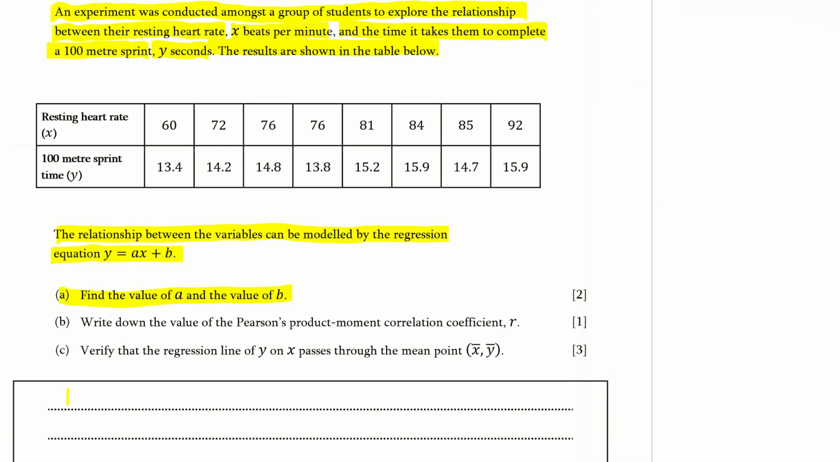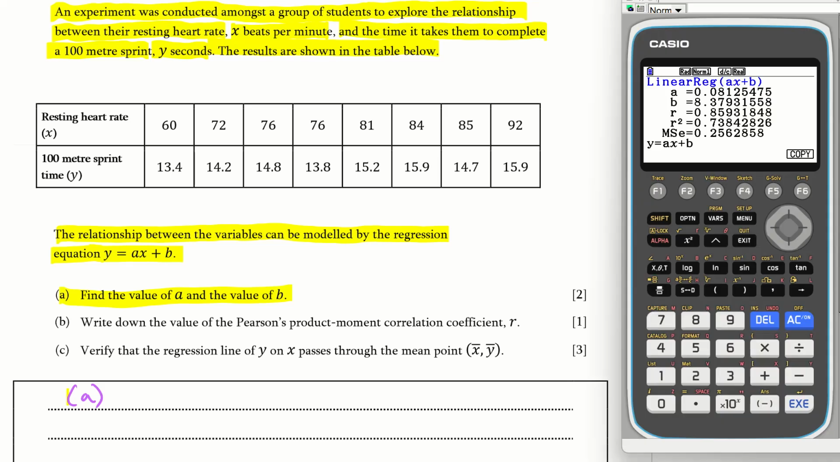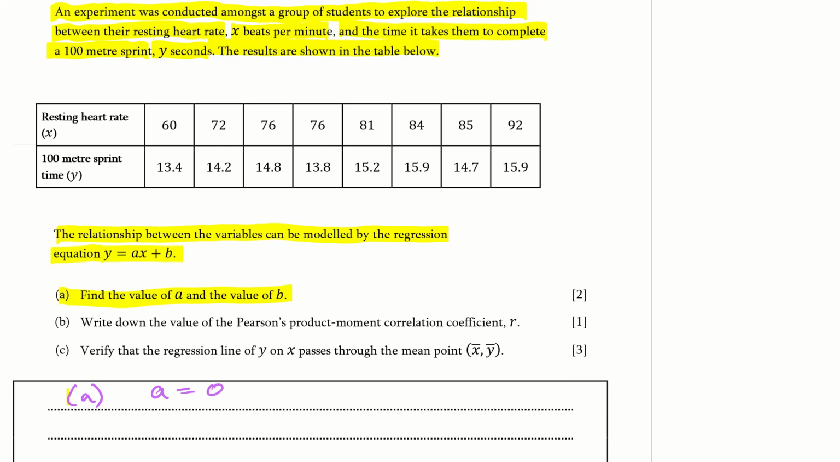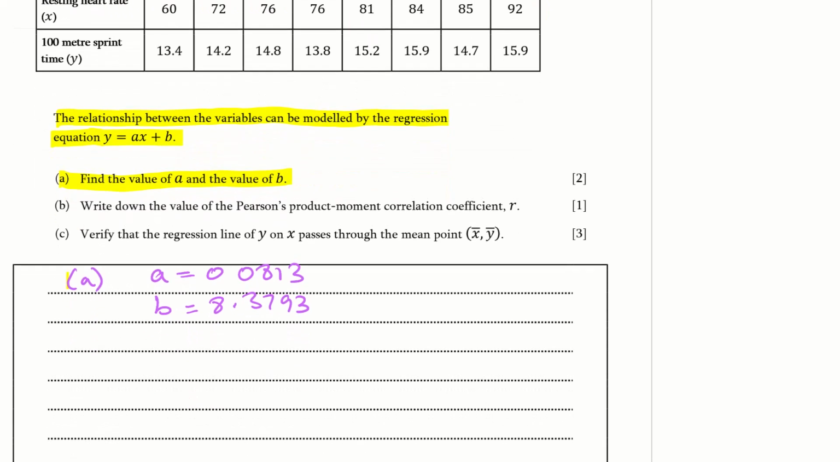So for part A of the question, we just want the value of A and the value of B, which are the first two values on the calculator. So A is equal to 0.0813 and B was equal to 8.3793. You might want to round that a bit more than that, since 3 significant figures is often the standard given here.